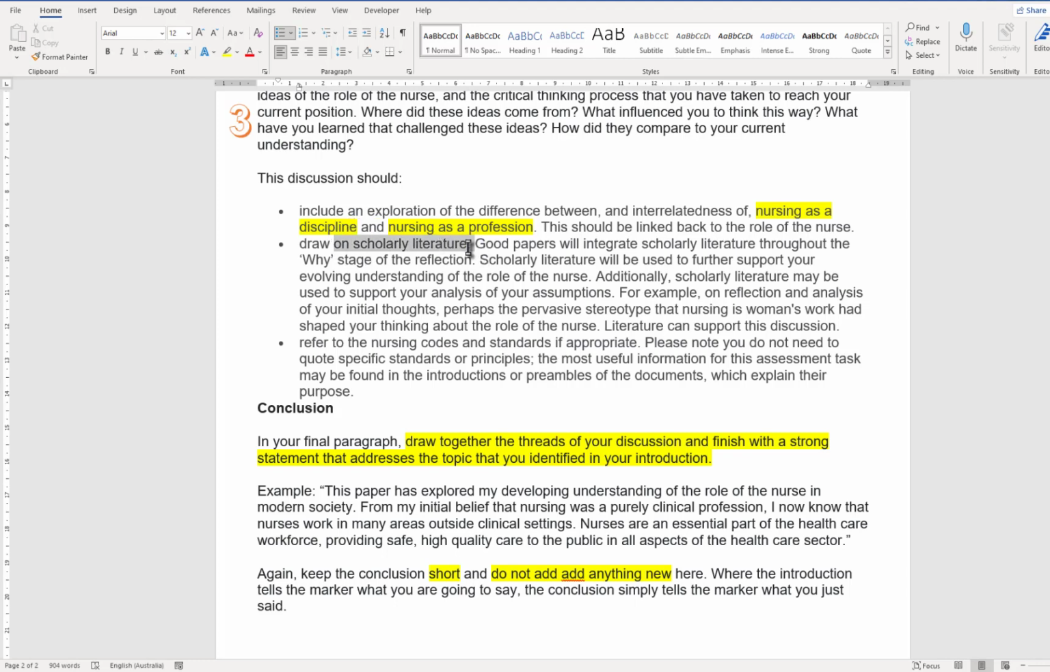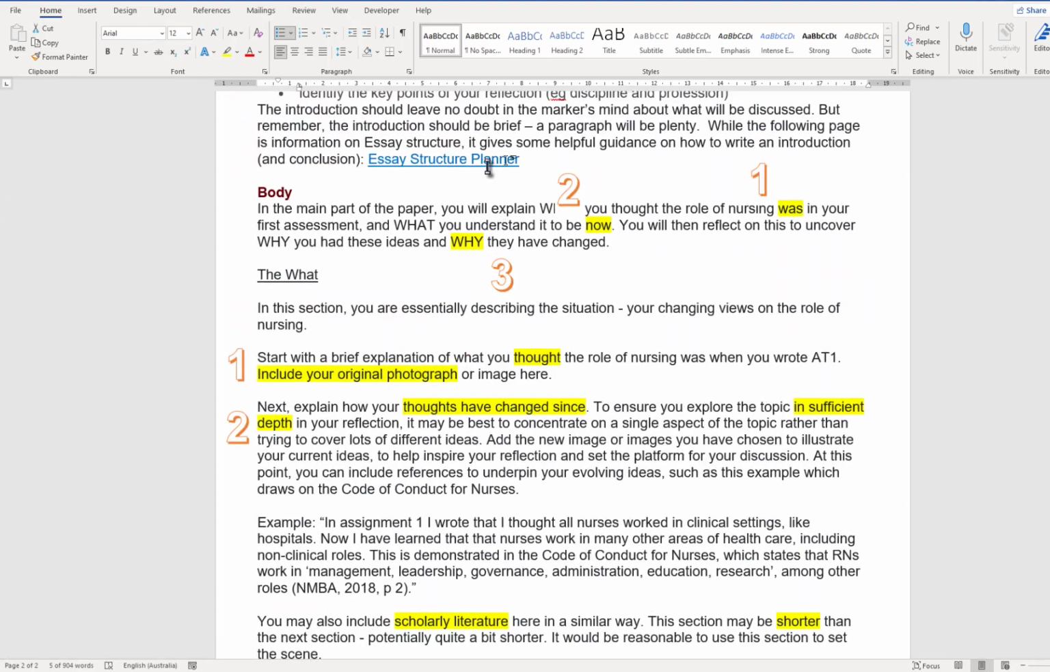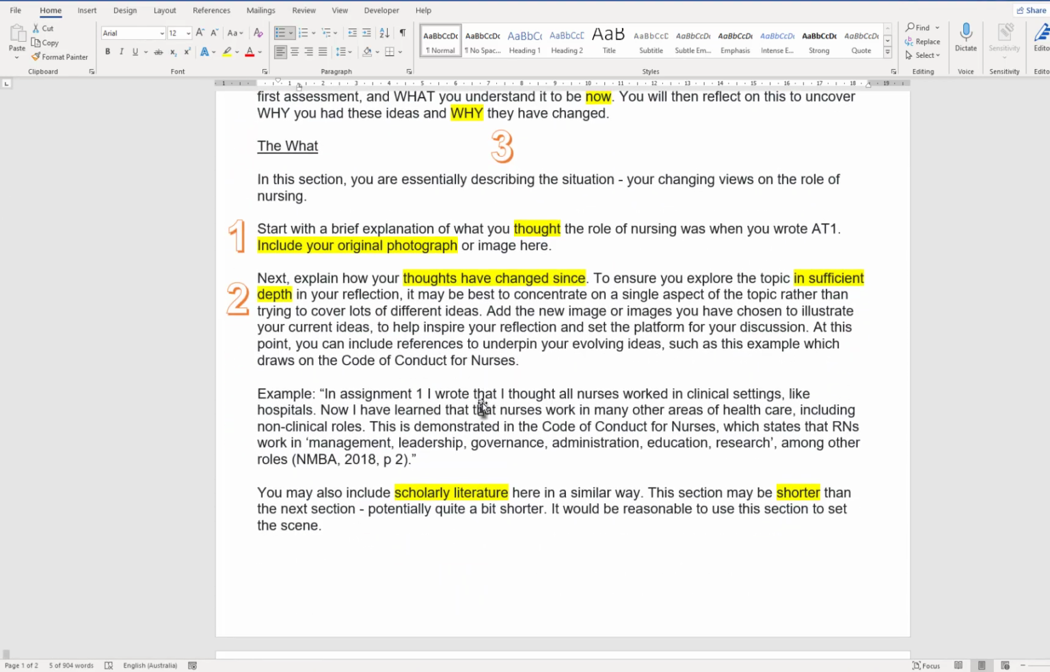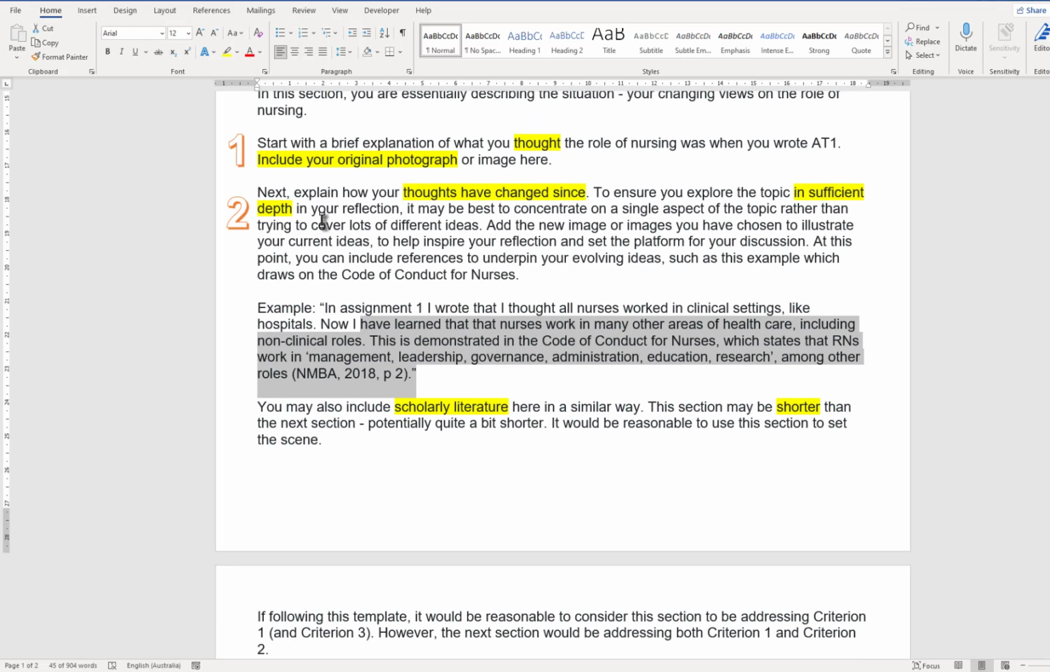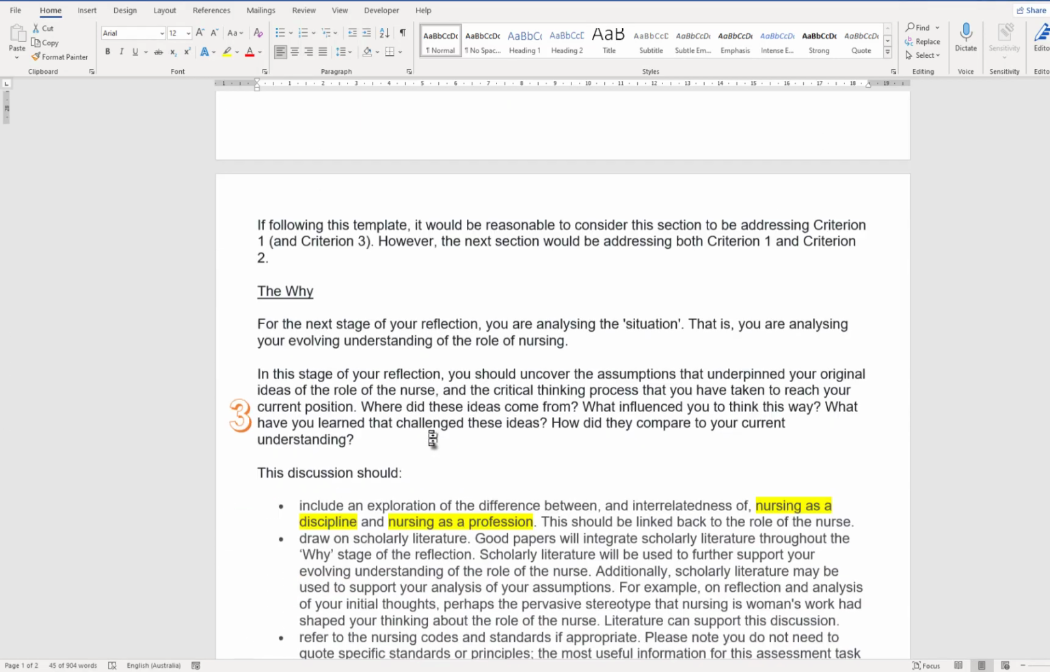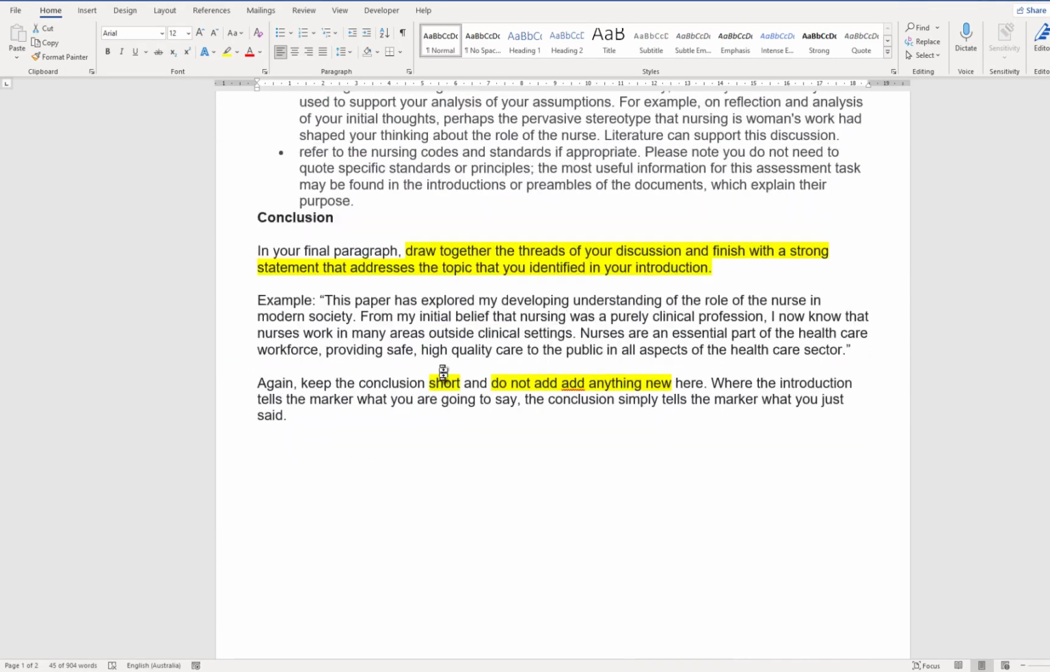So draw on scholarly literature. Don't forget to do that. Good papers will have scholarly literature throughout, right? Especially in the why section. Not so much in the first section. Section 1, you don't need a lot of references. Section 2, maybe a couple, for example here, to follow that sort of pattern. You've got an NMBA 2018, page 2. That sort of quick reference is suitable for section 2, but section 3 should have lots and lots and lots of references.